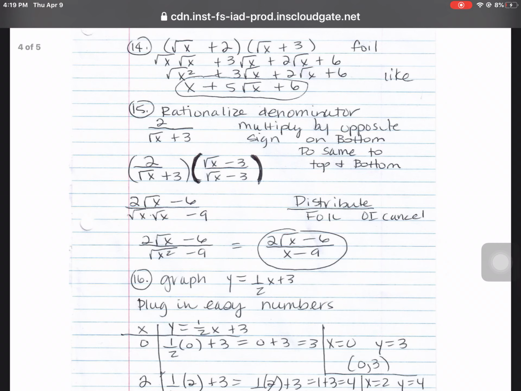Number 14, FOIL: first, outer, inner, last. For the first, you have x times x equals x squared, and then the square root of x squared equals x. You just take half of the exponent. And combine like terms in the middle. 3 root 6 plus 2 root 6 equals 5 root 6.